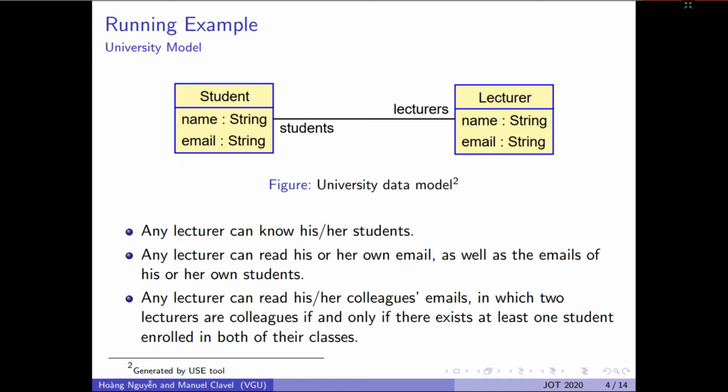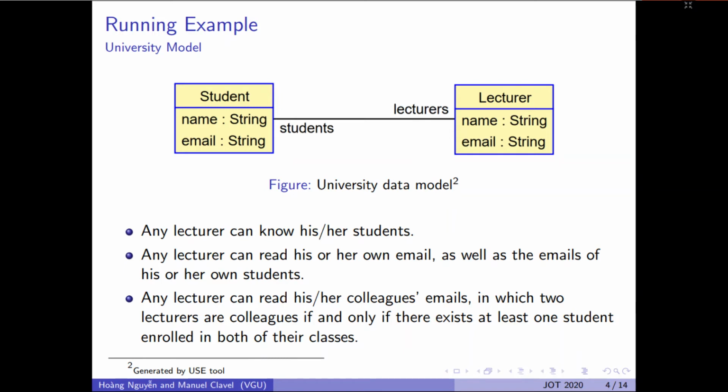Given the following university model example, which consists of lecturers and students, both represented by their name and email. Let enrollment be the association between lecturers and students, in which a lecturer can teach 0 or many students, and vice versa, a student can enroll in 0 or many lecturers' classes.